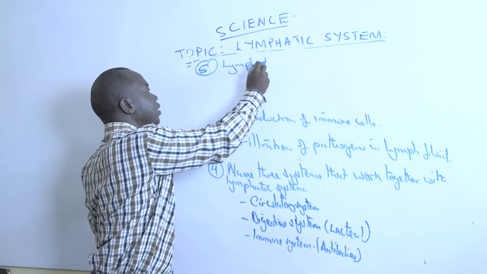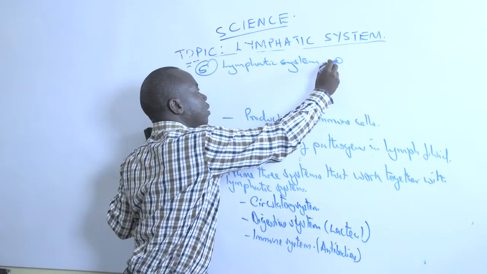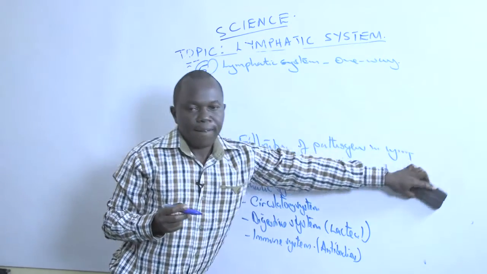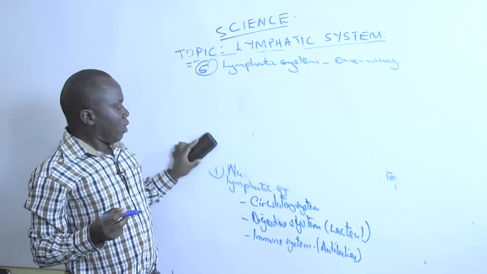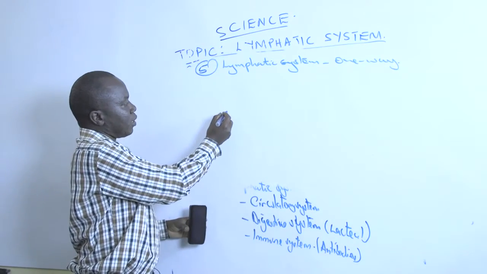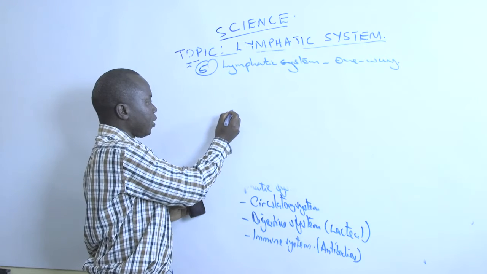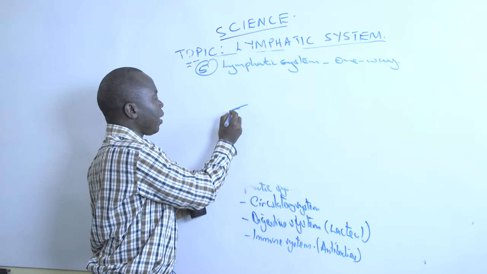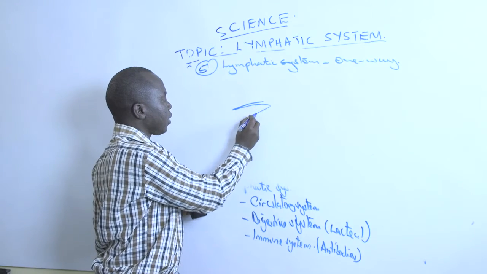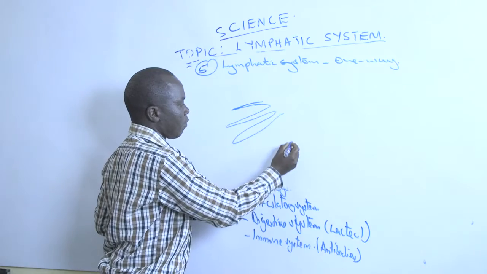Explain why the lymphatic system is one way. Now, if you remember properly, we were able to describe that this is a one-ended system, such that it begins from the blood capillaries. If that is the blood capillary, it is closed end.